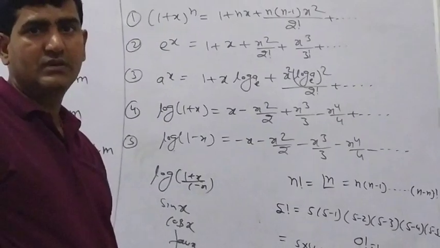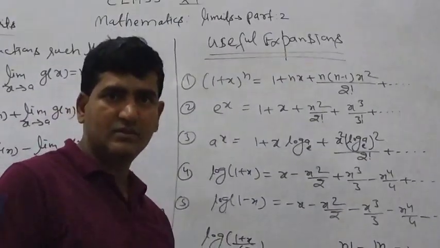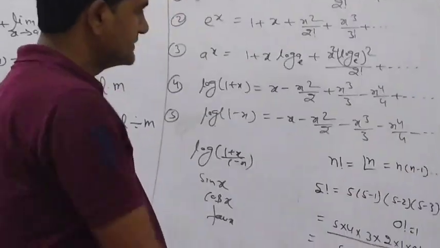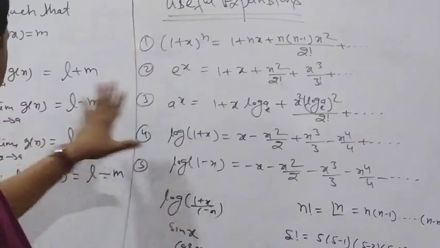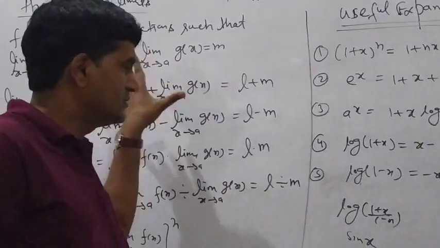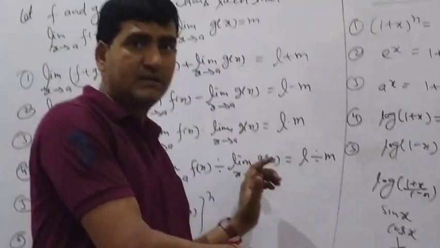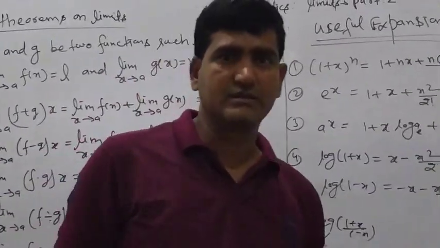Either you can use the calculator, because the calculator is permitted for you. You can find the value of the factorial. So this is an important formula, and these are also important theorems. Please do note down. After that, I am going to write how we can solve the limit question. Understood?